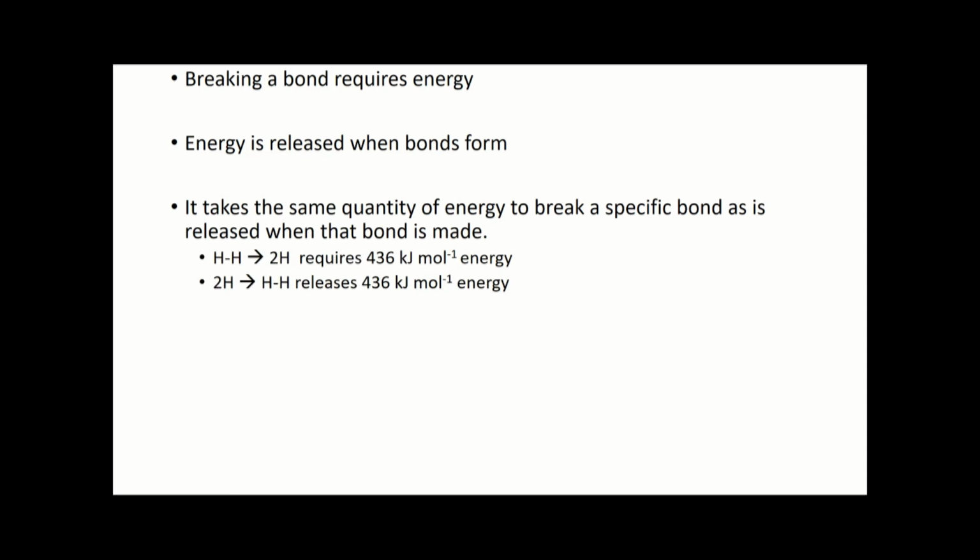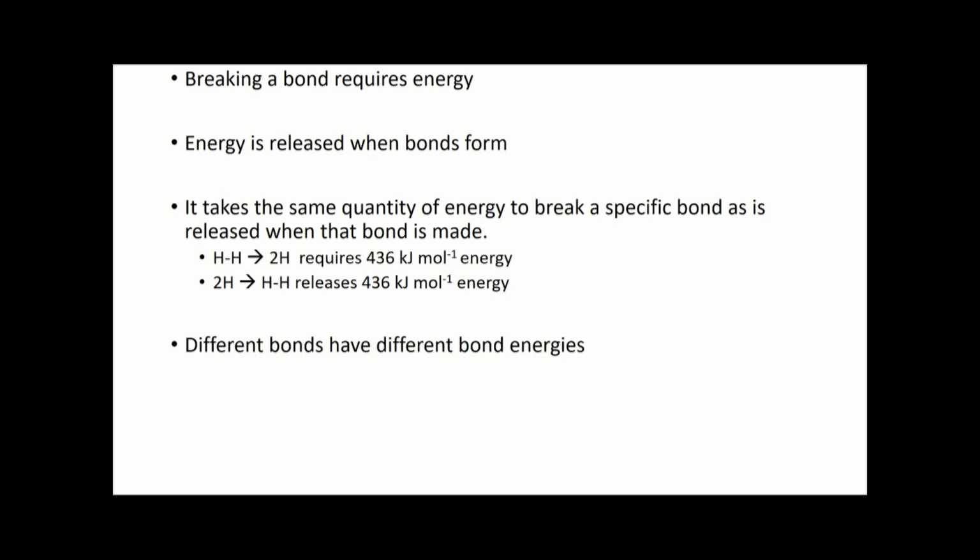Here's an example. If I break a hydrogen molecule up into hydrogen atoms, I need 436 kilojoules per mole of hydrogen, of energy. And if I do the reverse process, if I take hydrogen atoms and let them bond, they will release 436 kilojoules per mole of hydrogen molecules of energy.